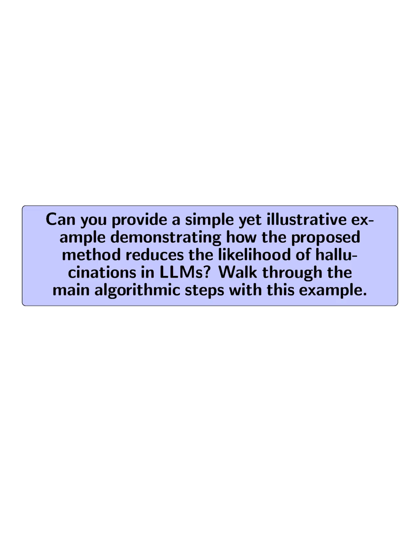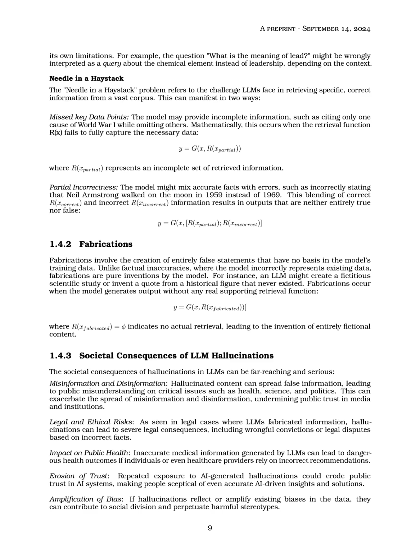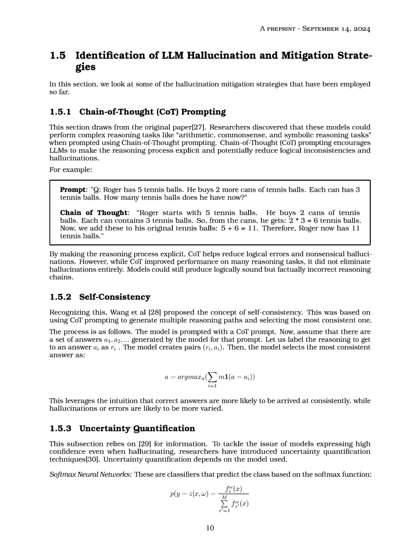Can you provide a simple yet illustrative example demonstrating how the proposed method reduces the likelihood of hallucinations in LLMs? Walk through the main algorithmic steps with this example. One effective method to reduce hallucinations in LLMs is chain-of-thought prompting, which encourages the model to make its reasoning process explicit. For example, if the prompt is, "If Roger has 3 tennis balls and buys 2 more, how many does he have now?" the COT approach would guide the model to first articulate the reasoning.